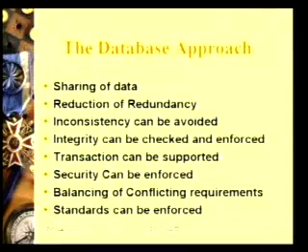Inconsistency can be avoided. Whenever there is a control of redundancy, the chances of having inconsistency in data, that is, one address is different from the second address because at one place you updated it, but at the second place you could not update it, can be totally eliminated. Integrity can be checked and enforced. The data integrity, the truthfulness of data, the reliance on data, whether whatever data I am getting will be correct, can be enforced, and then you can actually rely on that data.